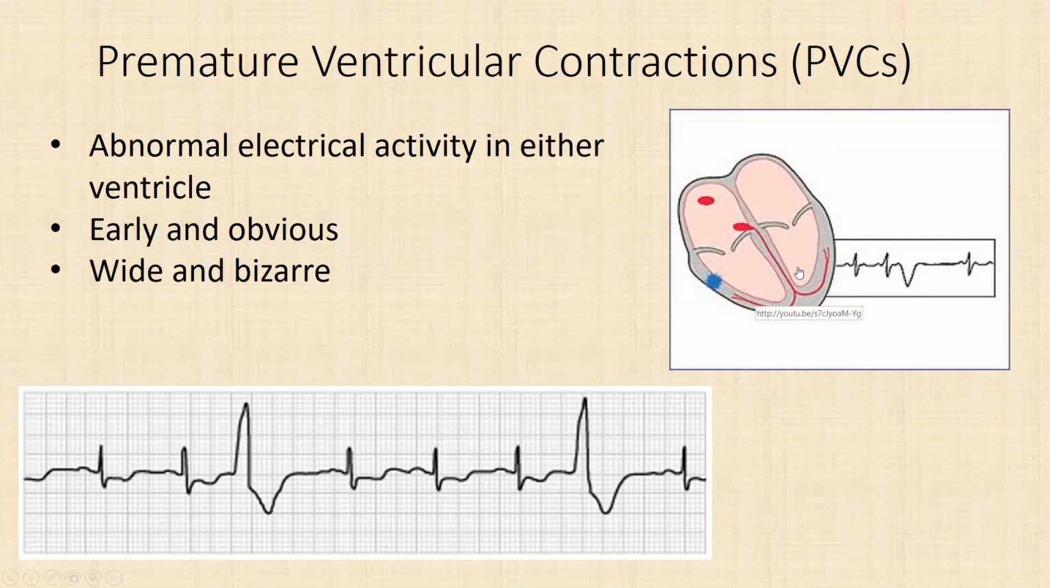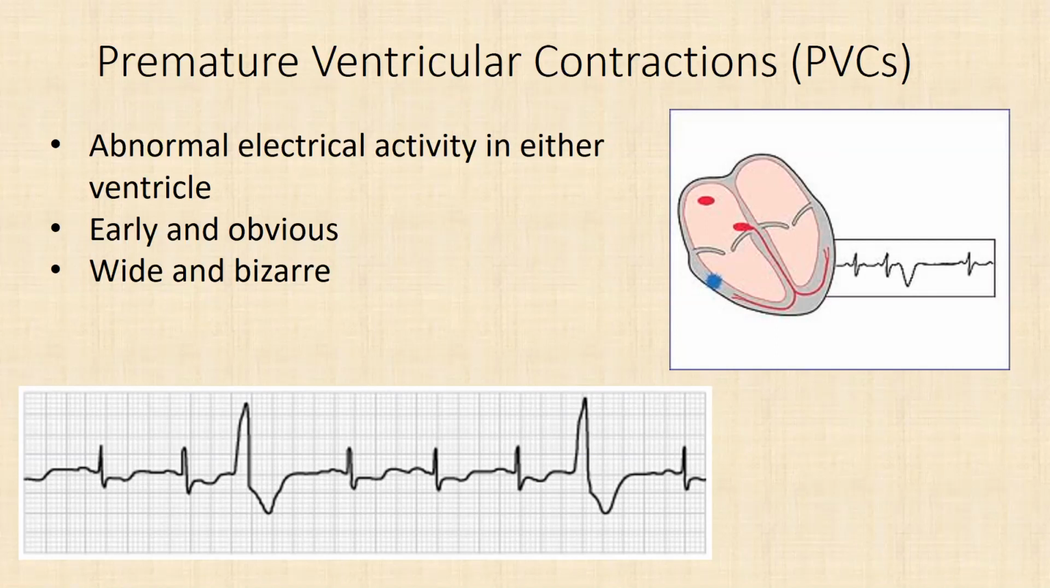I kind of say a PVC is a spot in the heart that's pissed off. That's how I remember it. They're often associated with stimulants such as caffeine, alcohol, nicotine, aminophylline, epinephrine, isoproterenol, and digoxin. They're also associated with electrolyte imbalances, hypoxia, fever, exercise, emotional stress, and disease states associated with PVCs include MI, mitral valve prolapse, heart failure, or coronary artery disease.